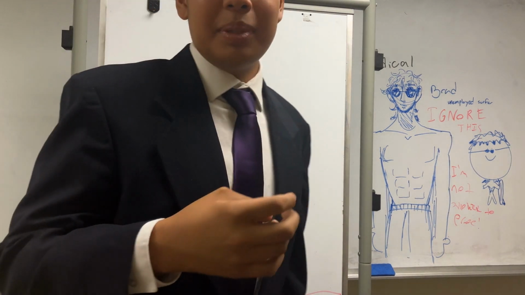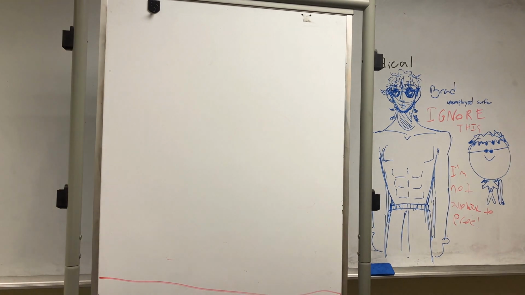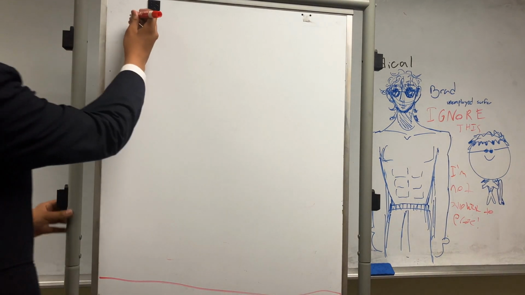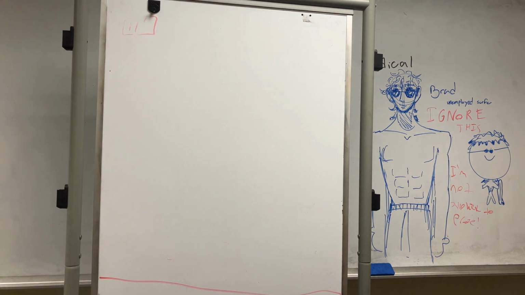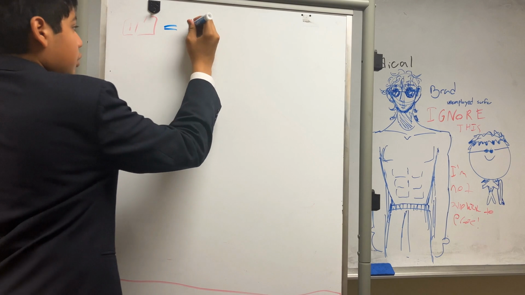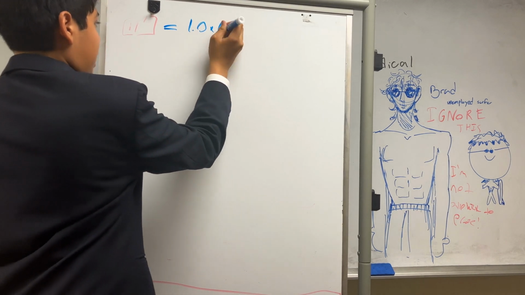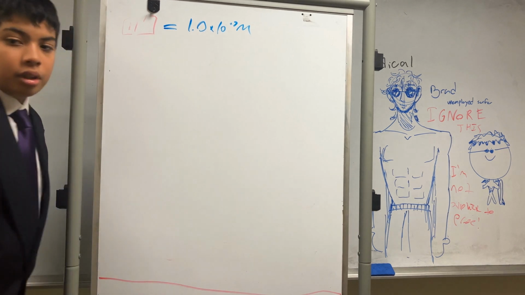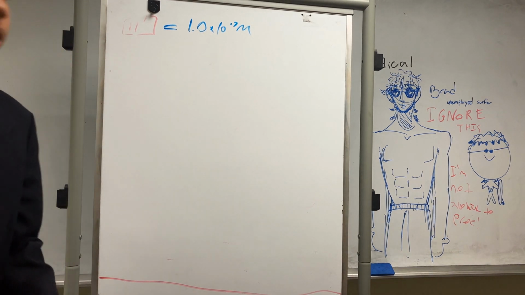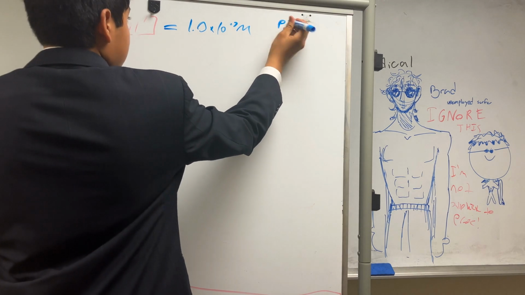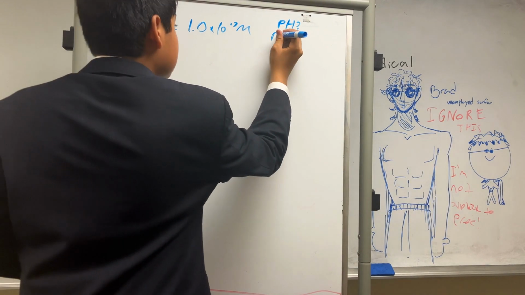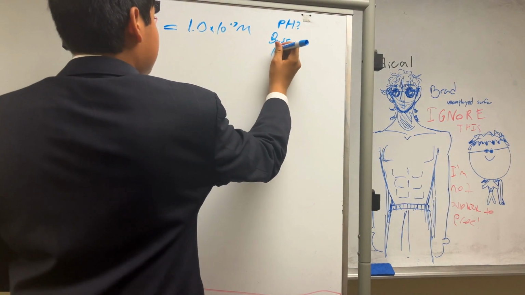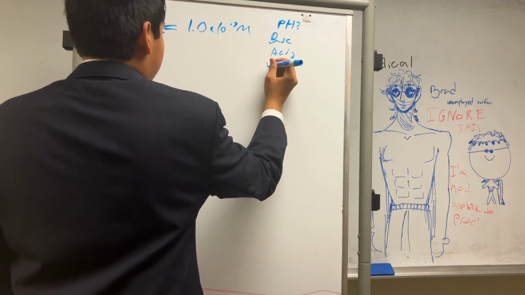So, let's start off with some pretty basic problems using the pH scale. The hydrogen ion concentration of a certain solution is equal to 1.0 times 10 to the negative 7 M. With this, we need to find the pH, and we need to find if it's a base, an acid, or just water.